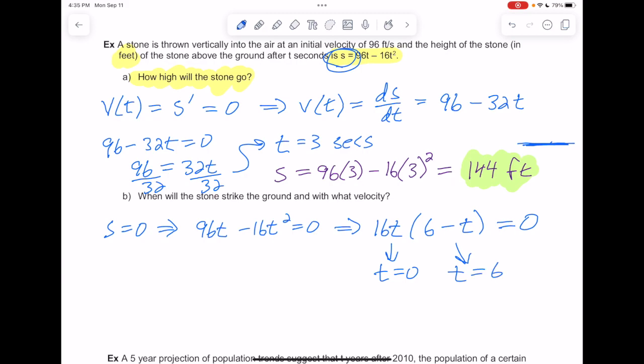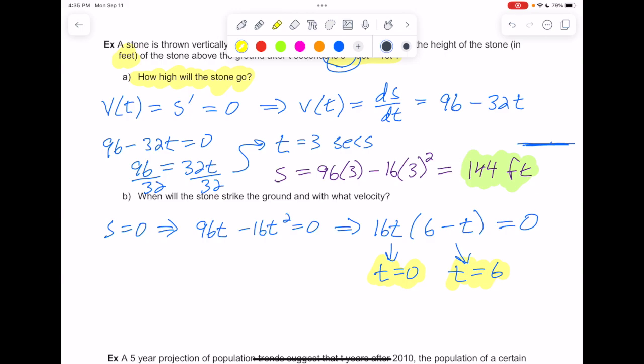So if you think about what those two times are, this first time, t equals 0, is when the stone left the ground. And this second one, t equals 6, is when it came back and hit the ground. So when will the stone hit the ground? It looks like 6 seconds after it's thrown.